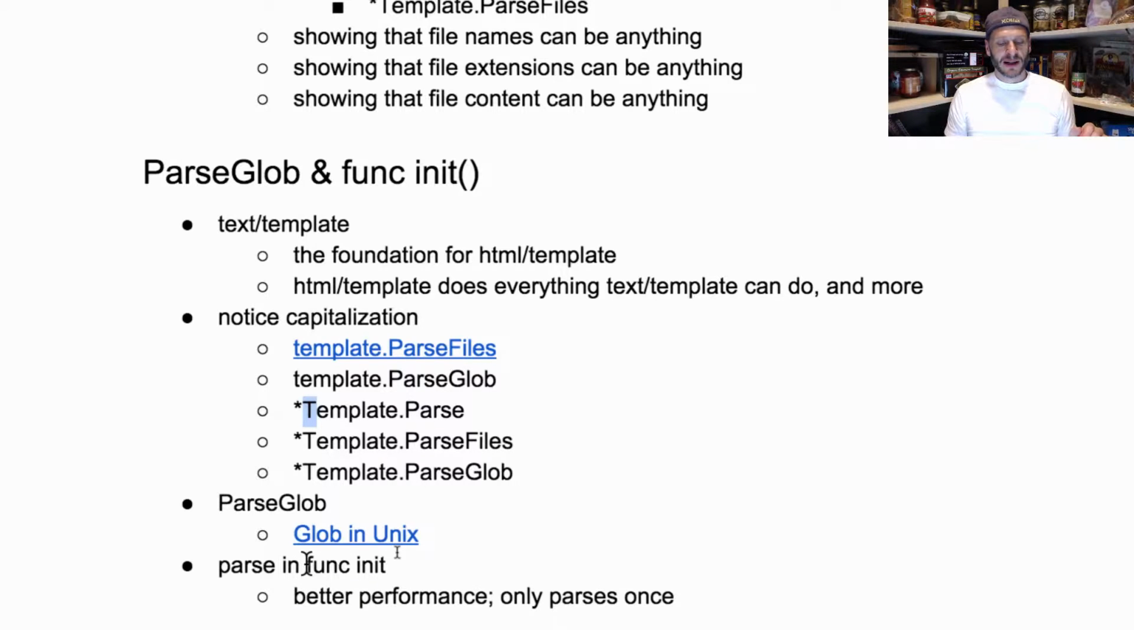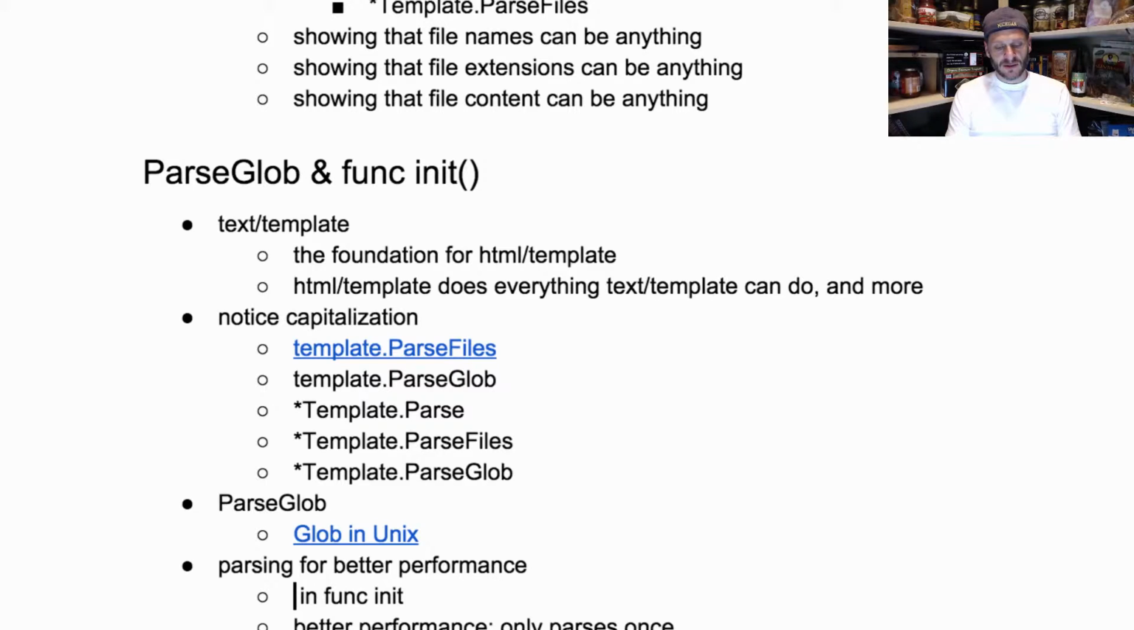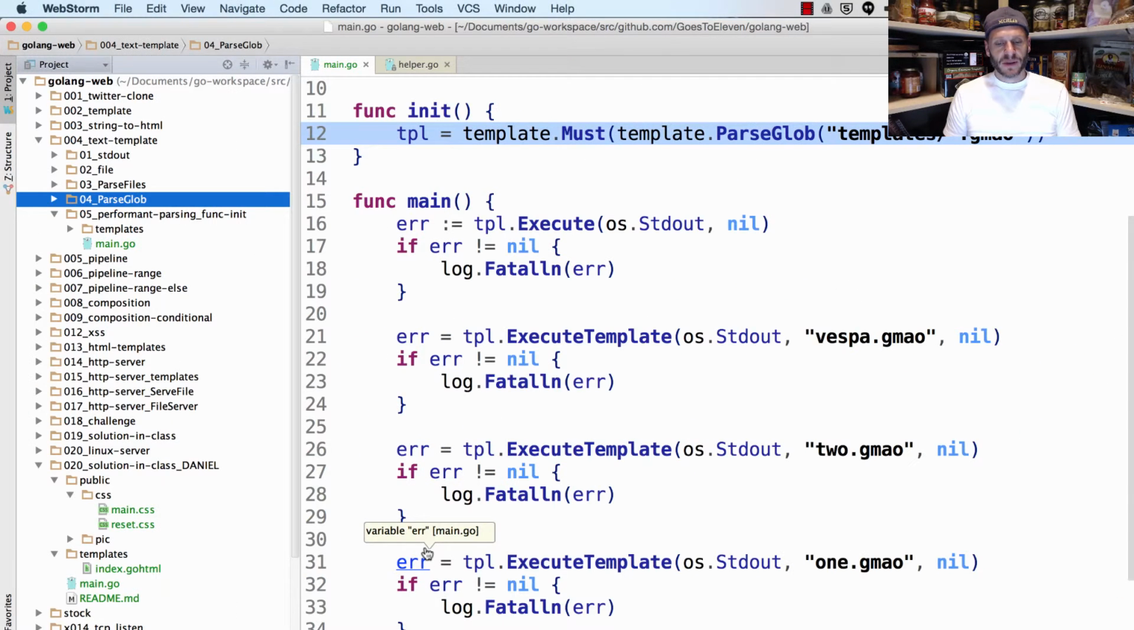That reads kind of weird, but that parsing, I'm just going to call this parsing for better performance. Use func init. Parse your templates inside func init. And I'll put this only parses your templates once. So that's how we improve our performance. All right, so that's like the next step in learning about templates and web programming in Go.